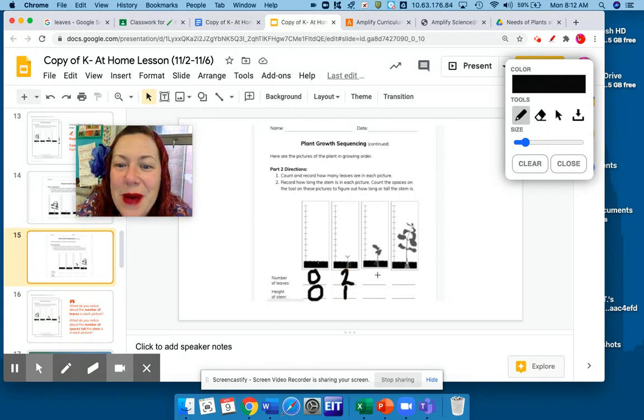Awesome. Okay, so you're going to write the number of leaves and you're going to count the spaces on the tool to write the height of the plant. I'm very excited to see how you do that. Stop the video and do that now.